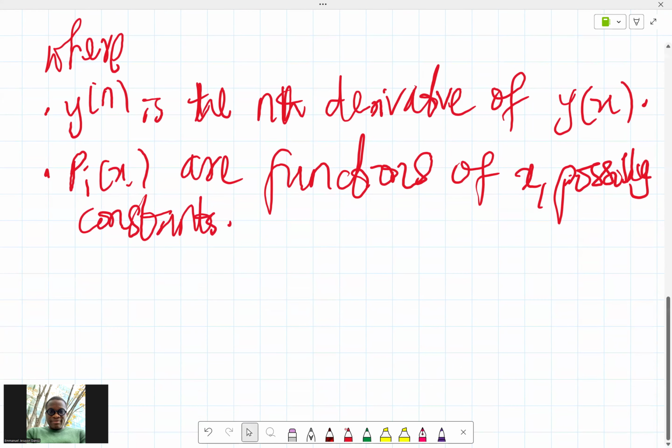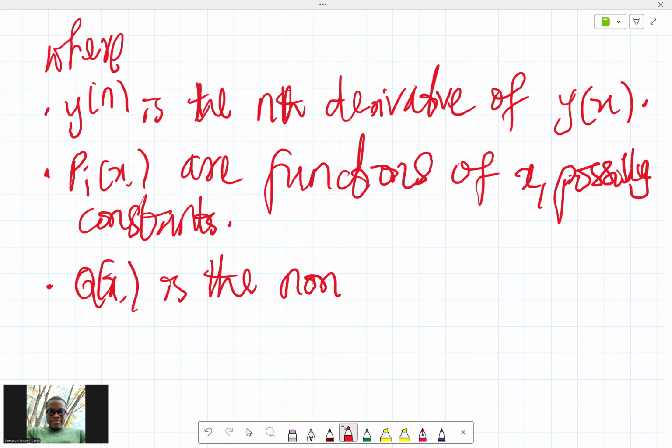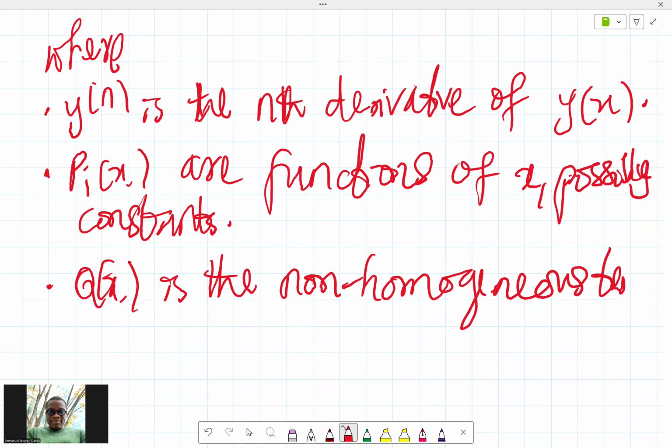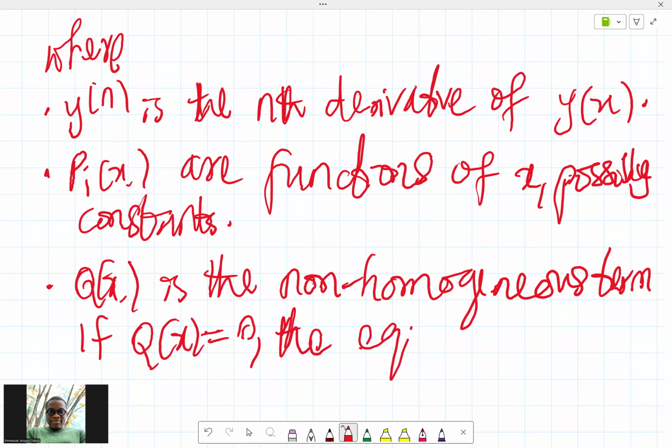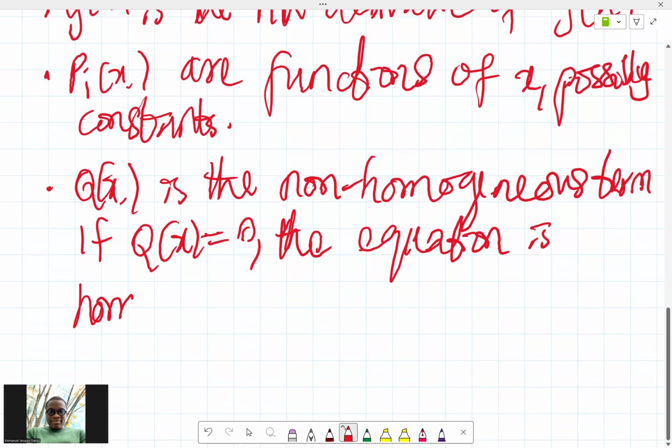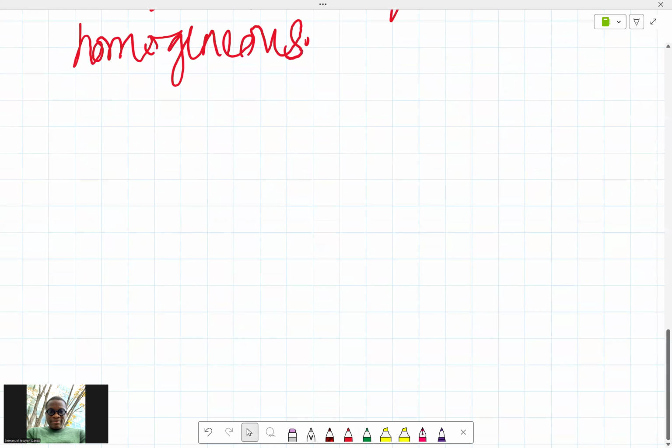Then of course Q(x) is that thing we know. Q(x) is the non-homogeneous term. So if Q(x) is equal to 0, the equation is homogeneous. Okay, so let's go ahead and talk about how to solve.